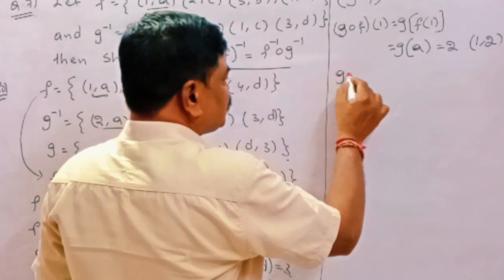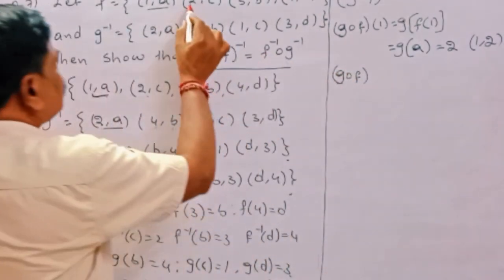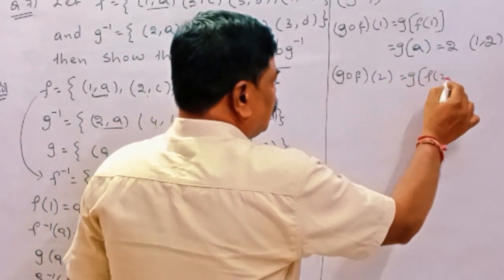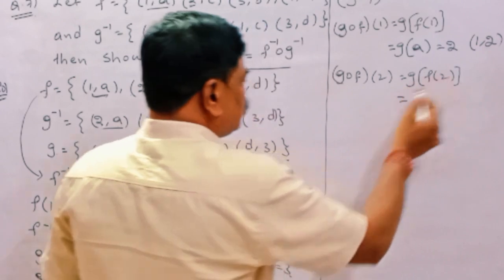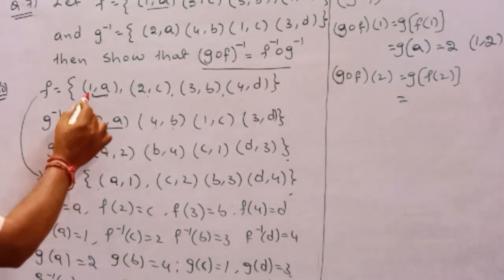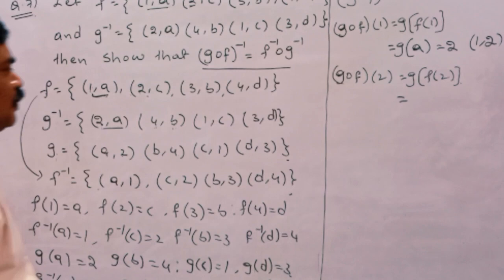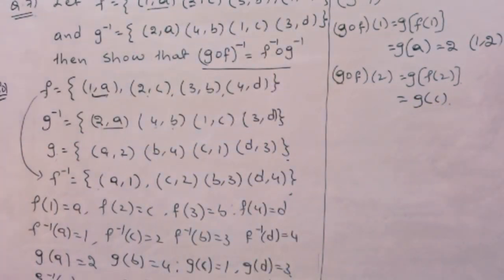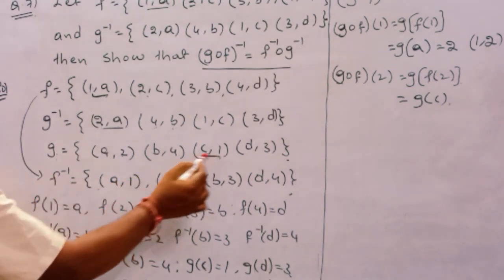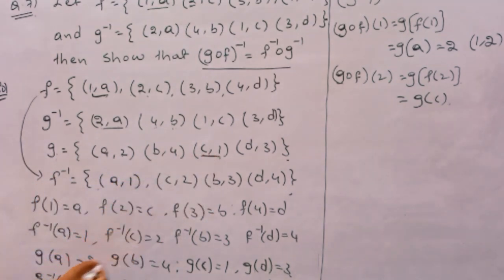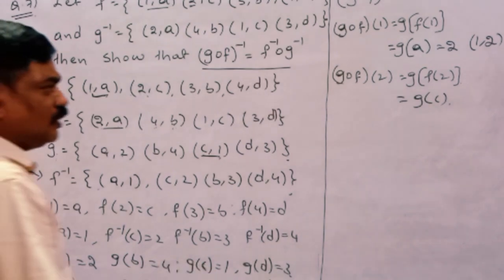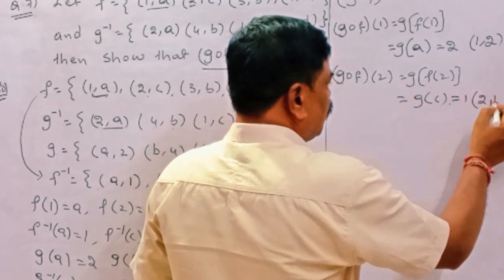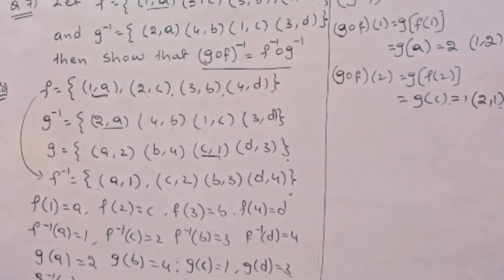Next, G circle F of 2 is equal to G of F of 2. What is F of 2? F of 2 is equal to C. What is G of C? G of C is equal to 1. Then the ordered pair is (2, 1).